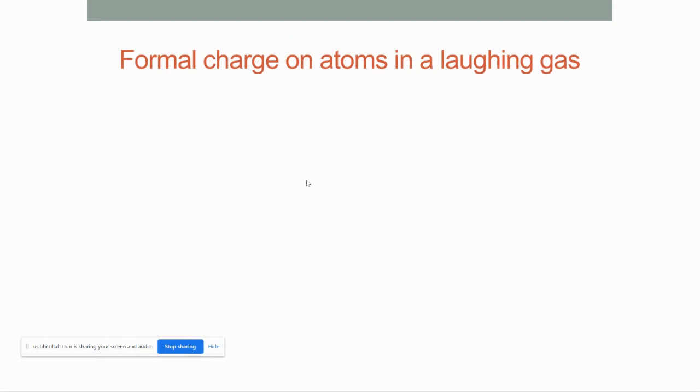So let's start with the formal charge on atoms in laughing gas. Like the name suggests, if you inhale it, you will laugh your butt off. Excuse my French. It has a molecular formula of N2O. We're going to draw 2 Lewis dot structures of N2O, and then assign the formal charge on each of those atoms.